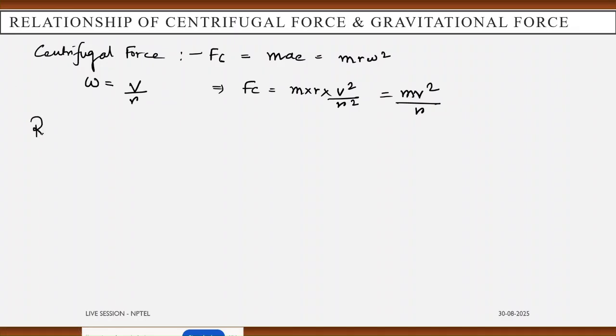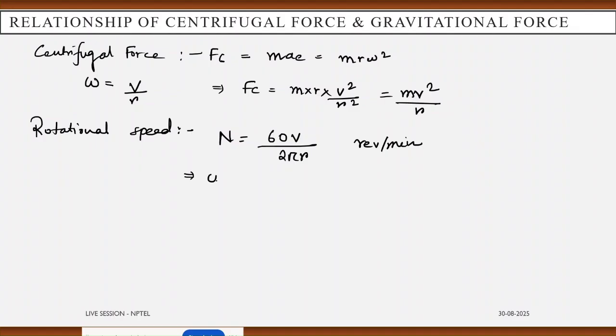Now we will like to define the rotational speed. Rotational speed is capital N equals 60 v by 2 pi r, which is the revolutions per minute. From here, you can have omega equals 2 pi N by 60, which is nothing but v by r.